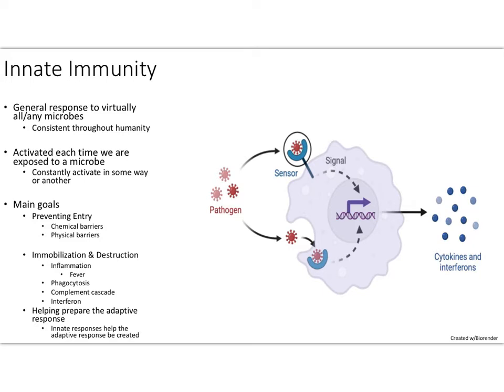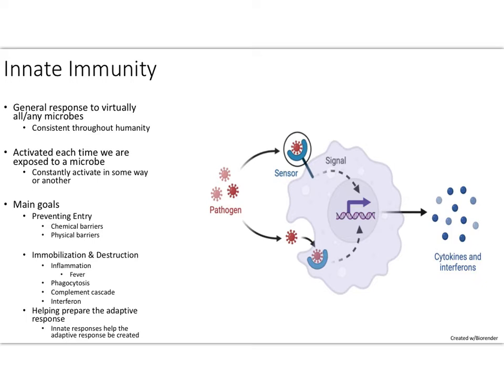The main goals of innate immunity are to prevent entry. So that is the first goal of the innate immune system. And we prevent entry with different types of barriers. We have chemical barriers and physical barriers. If something makes it past those barriers, which things do, that happens every day to most of us in some way or another, whether we notice that or not, the next thing that happens is a series of steps that help immobilize the microbe, which means keep it in one location so it doesn't get deeper into our body, and destroy the microbe pretty much in the place that it entered, or at least hopefully near the place that it entered.